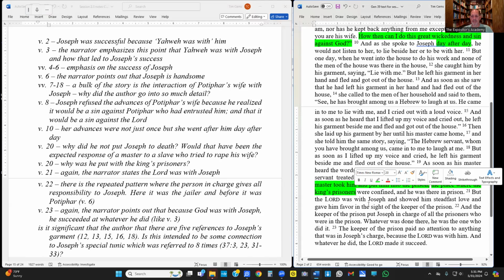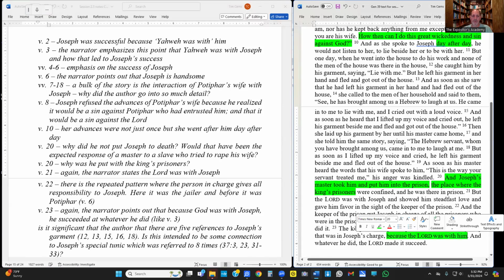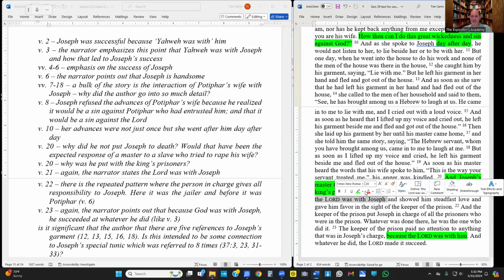Again, I noticed it says, we didn't read this part, but the Lord was with Joseph and showed him steadfast love and gave him favor in the sight of the keeper of the prison. And the keeper of the prison put Joseph in charge of all the prisoners who were in the prison. Whatever was done there, he was the one who did it. The keeper of the prison paid no attention to anything that was in Joseph's charge because the Lord was with him, and whatever he did, the Lord made him succeed. So notice again what stuck out to me, verse 23. It says the Lord was with him. Verse 21, the Lord was with Joseph.